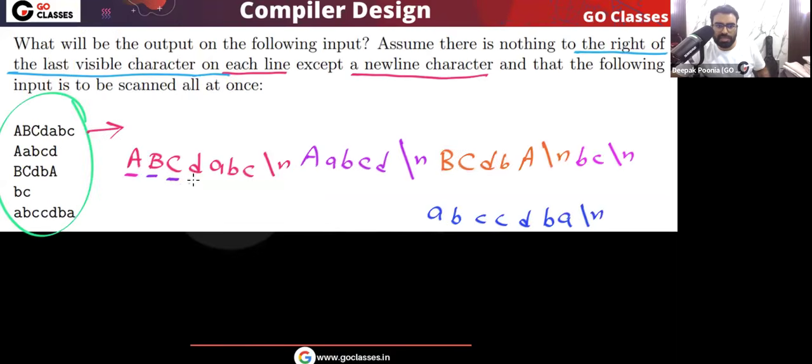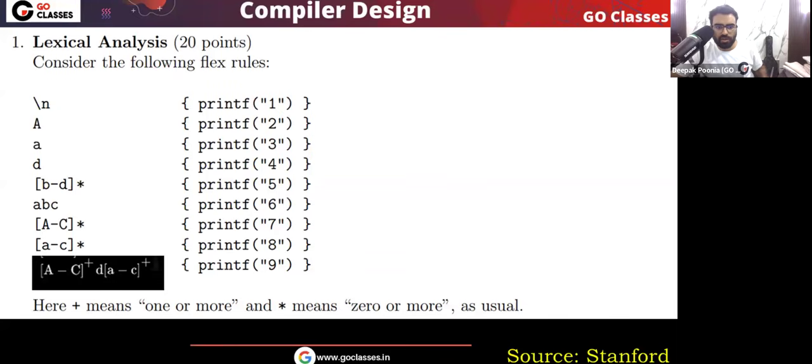Next there is small d. Yes or no? This is capital A, capital B, capital C, small d. So tell me who is in the race now? Now this is not in the race because here you have capital A to capital C only, meaning capital A, capital B, capital C. There is no small d here. So now only this is in the race. After capital A, capital B, capital C, there is small d. Yes, there is small d.